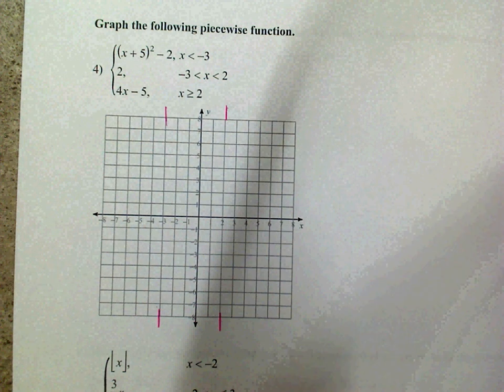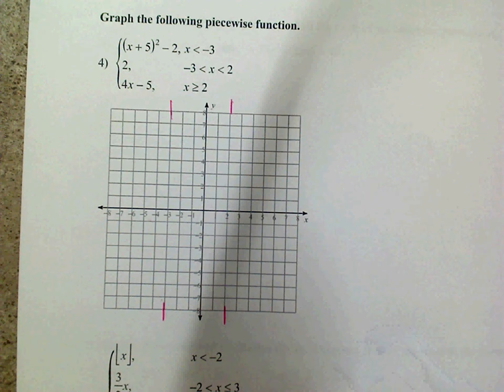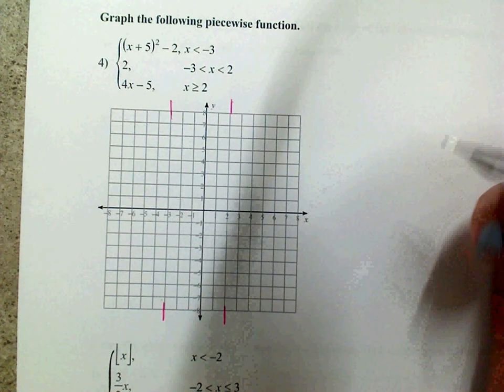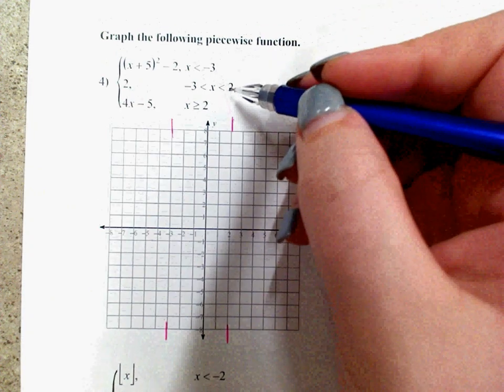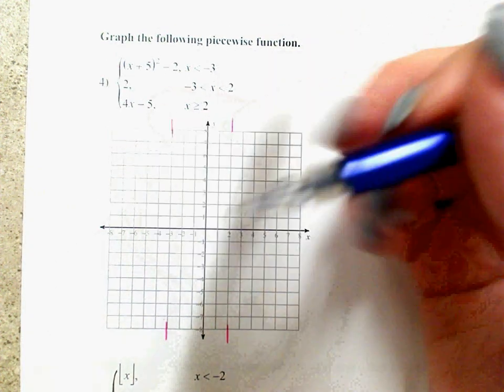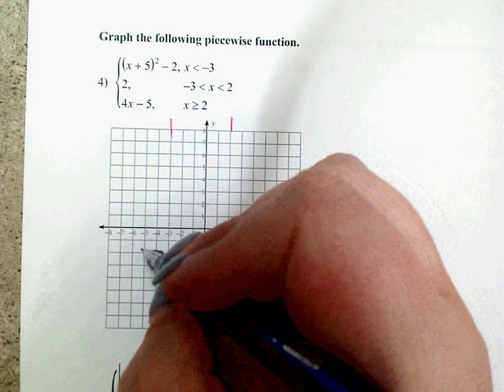Okay. So the left-hand function is this quadratic, and it is a quadratic shifted to the left 5 and down 2. Sorry. And left 5 is on the left-hand side of -3, so we're good to graph the vertex. So go to left 5, down 2, and there's the vertex of my parabola.